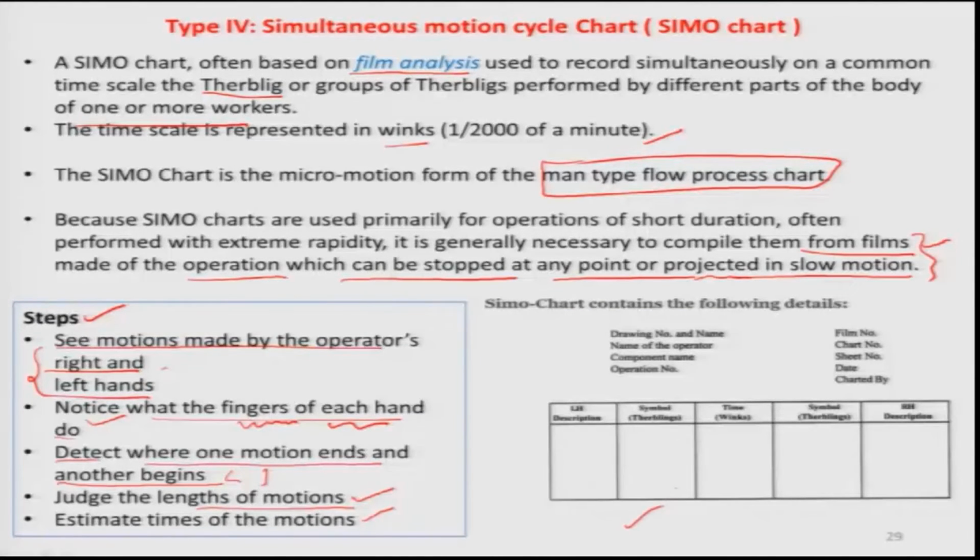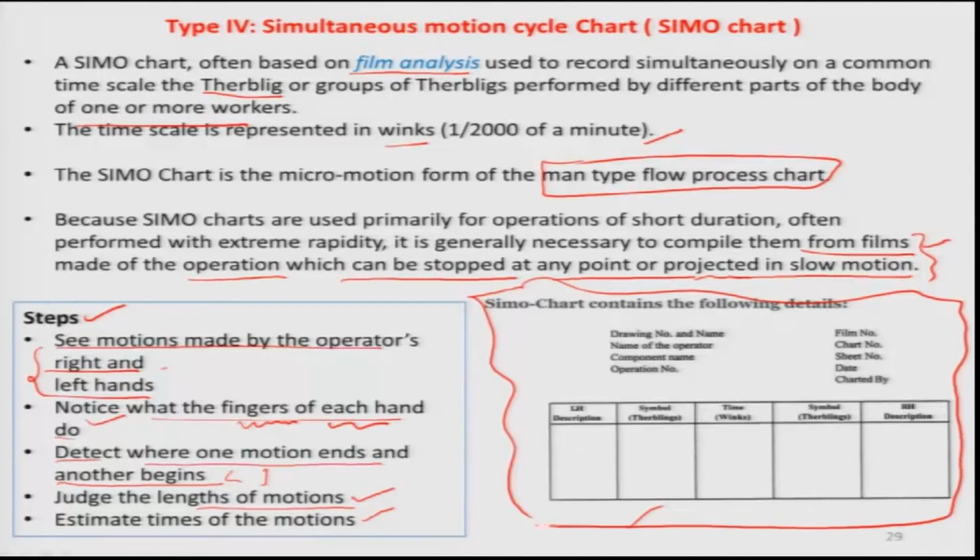This is one standard chart for a SIMO chart. You will have to mention the drawing number, name, film number, chart number, sheet number, date, who made this chart, who approved this chart, operation number, component name, and name of the operator. Okay. And here you can see the left hand description, whatever your hand is doing.